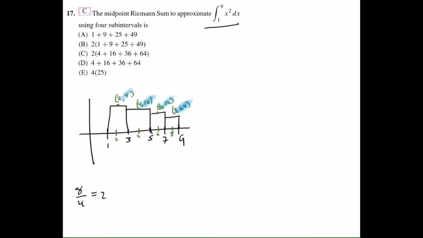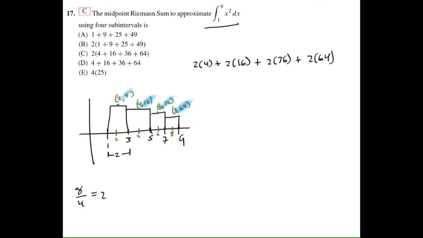The width of each of my rectangles is 2. So I'm going to write, the width is 2 of each of our rectangles. So what I would have to do is go 2 times 4 to get the area of the first rectangle. Then I'd have to go 2 times 16 to get the area of the second rectangle, and so on and so forth. 36, and then 64.